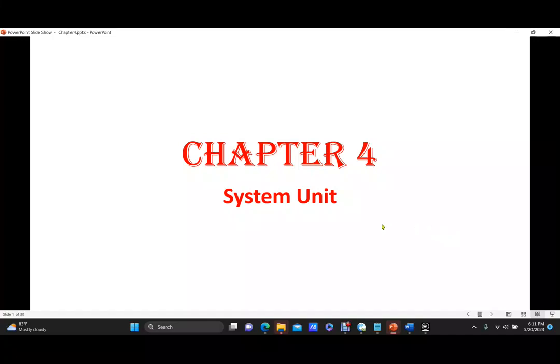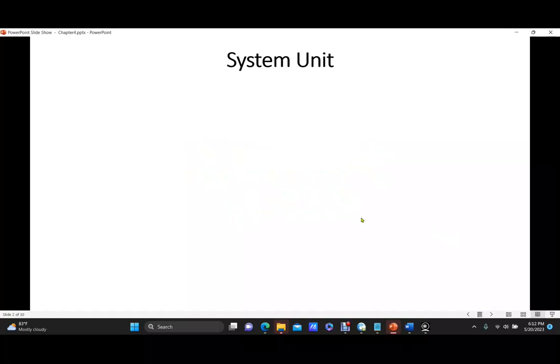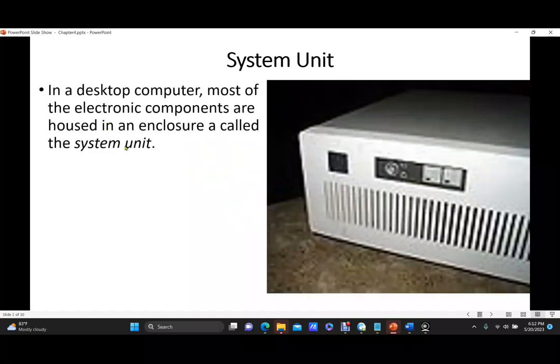Chapter 4, System Unit. In a desktop computer, most of the electronic components are housed in an enclosure called a system unit.